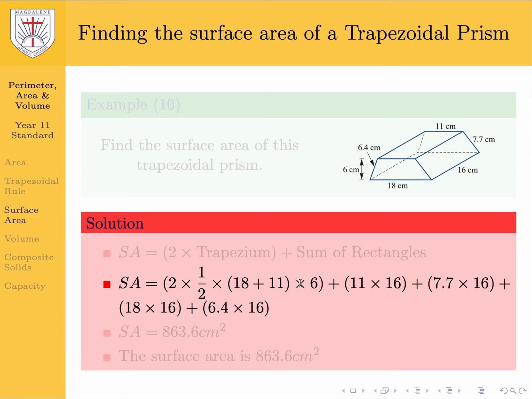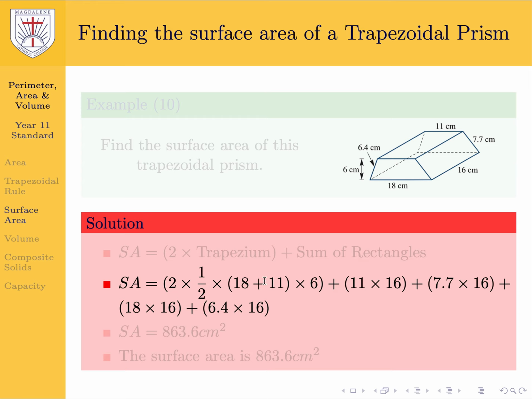So there's 2 lots of the trapezium, and if you remember from last lesson, we went over the formula to find the area of a trapezium, which is h on 2 times a plus b. In this case, I've written half times a plus b, and then times it by the height. That's the same, it's just written a bit differently.